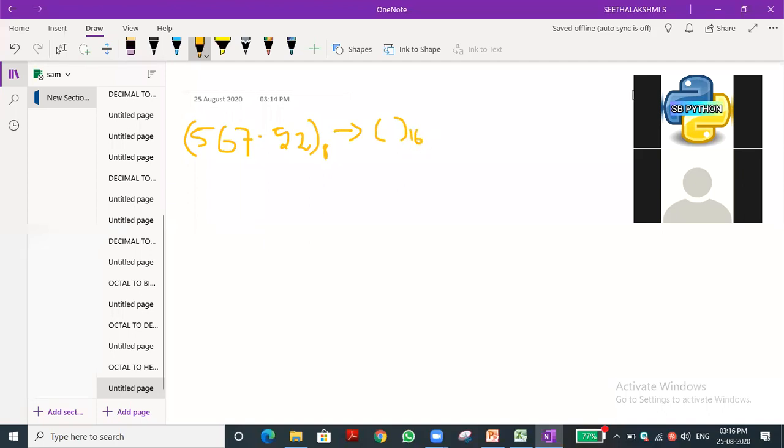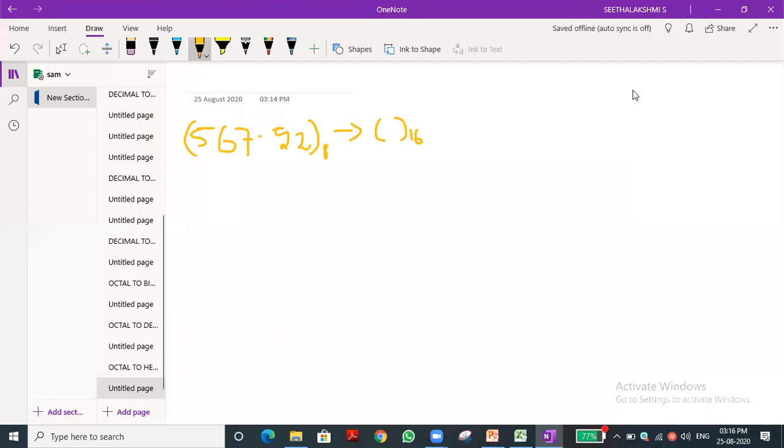So let me do the conversion. First we have to write the number separately. 5, then 6, the integer part I am writing, then 7. Then dot, then 5, then 2. Okay, so now we need to find the value for each one. Just one second, students. Okay, let me do it. What is the value of 5?